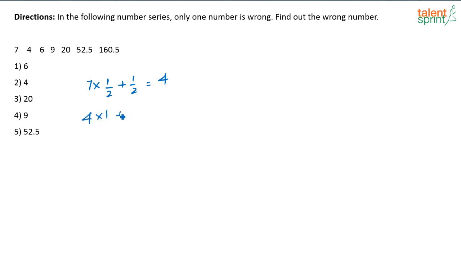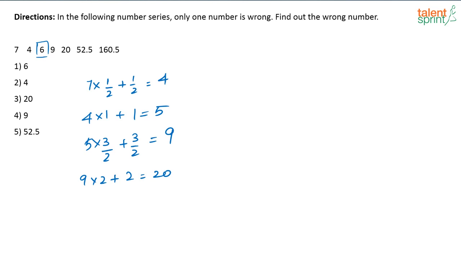Next is 4. 4 into 1 plus 1, that is equal to 5. Next will be 5 into 3 by 2 plus 3 by 2, which is 9. 9 into 2 plus 2, which is 20. The problem with finding the wrong numbers is always that we don't know where the wrong number is, right? See here, right in the beginning, the wrong number is there, correct?